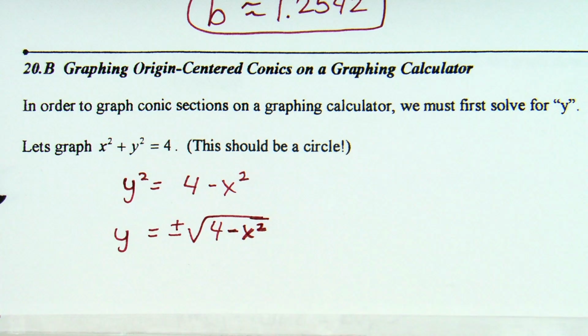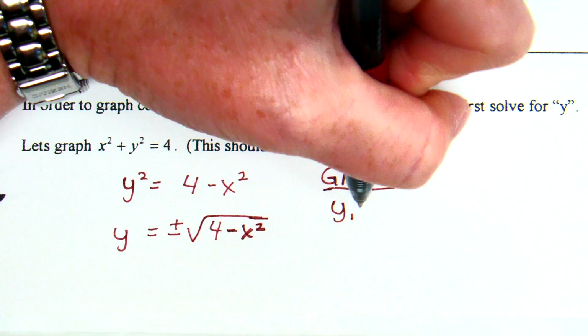So what has to happen when I go to graph this on my calculator? You have to do the negative in front and the one without. One of yours is just the positive. So square root of 4 minus x squared, that could be y1. Y2 could be the negative of square root of 4 minus x squared.